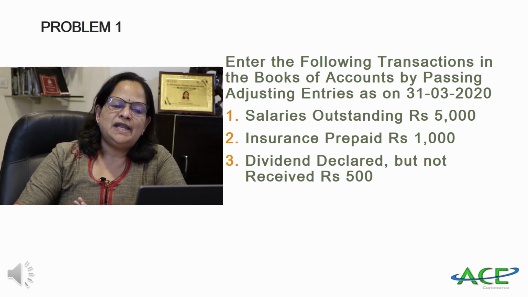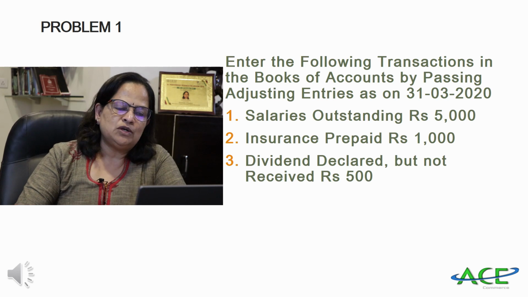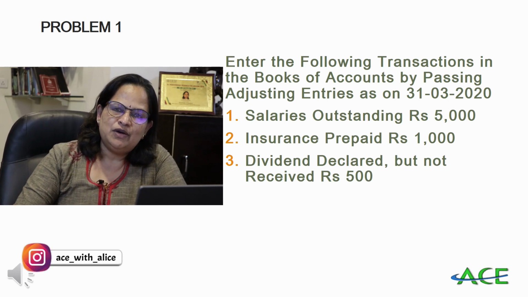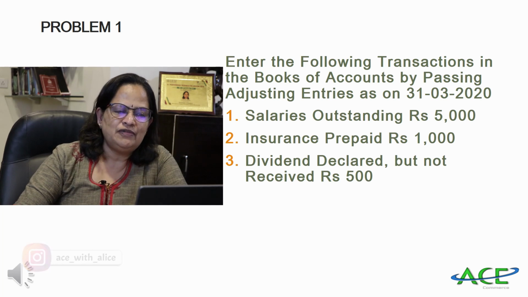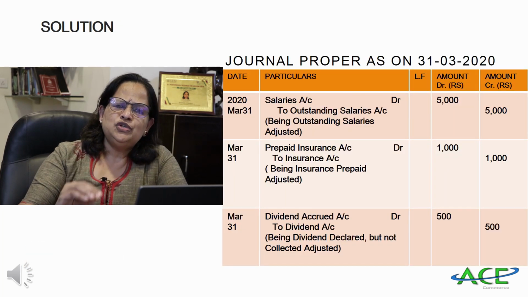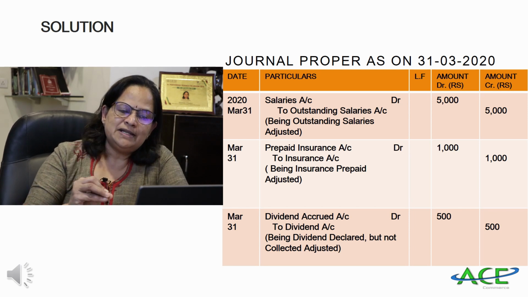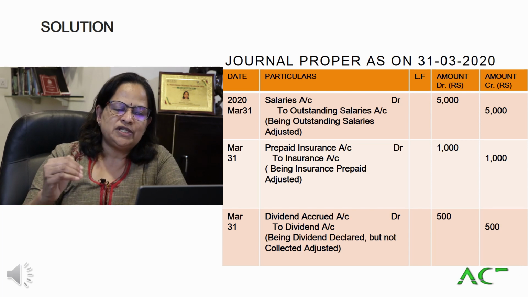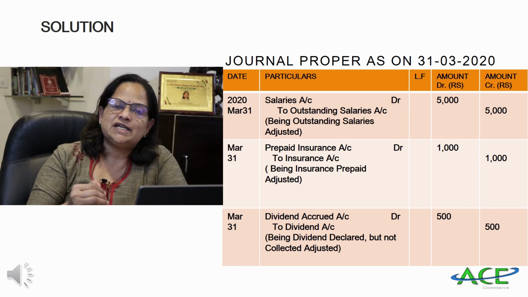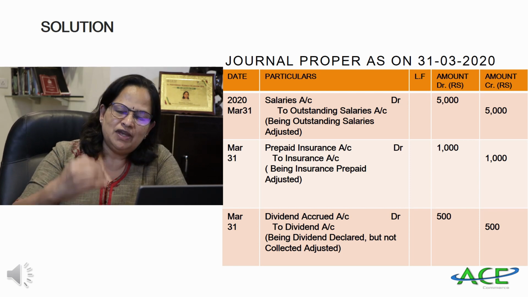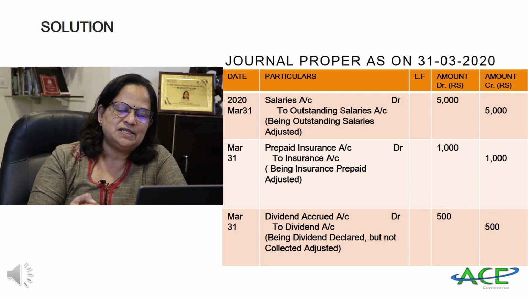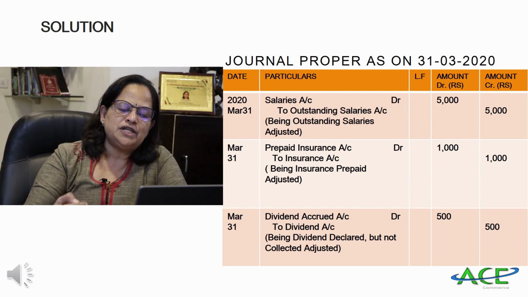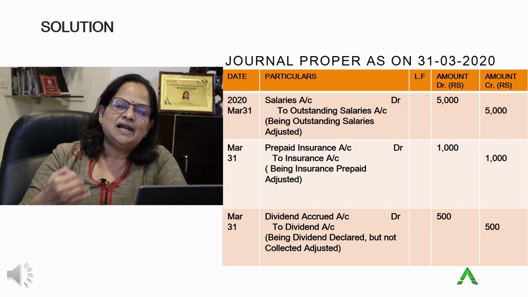I am going to do one problem to explain that. The first problem: enter the following transactions in the books of accounts by passing adjusting entries as on 31/3/2020. First one is salaries outstanding 5,000, then insurance prepaid 1,000, dividend declared but not received 500. Now I am going to write these 3 entries. First, salaries account debited to salaries outstanding 5,000. Next is prepaid insurance account debited to insurance account 1,000. When we worked out problems for journal also, we have seen these entries. Next, dividend accrued account debited to dividend account 500. Dividend declared but not received.